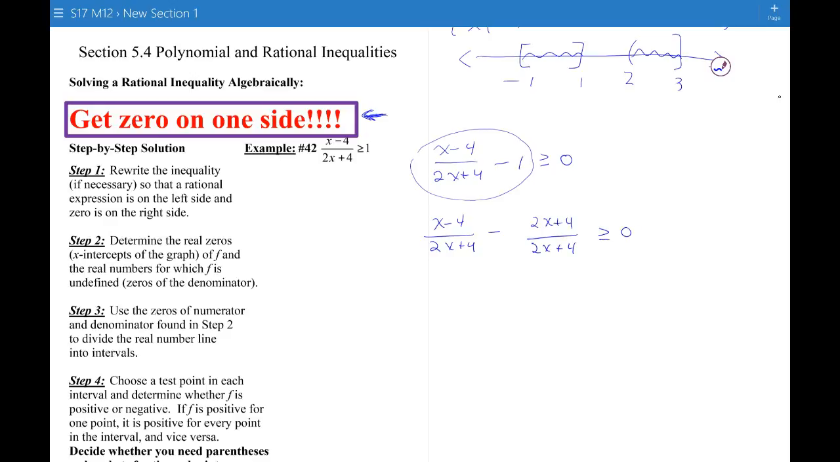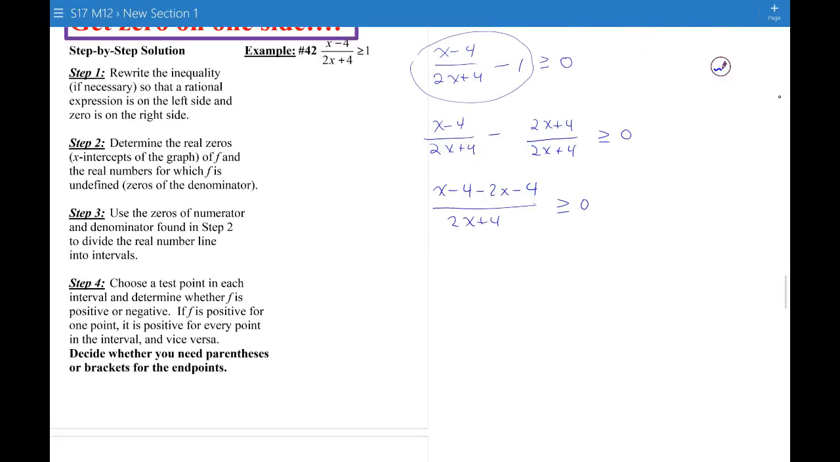So we're going to rewrite our 1 so that it has a common denominator. And we're going to have x minus 4 minus 2x minus 4 over 2x plus 4. And I want to know when that's greater than or equal to 0. So negative x minus 8 over 2x plus 4. I want to know when that's greater than or equal to 0. So you rewrite the inequality so you have a single rational expression on the left side and 0 on the right. Okay, so then we're going to find the zeros of f.